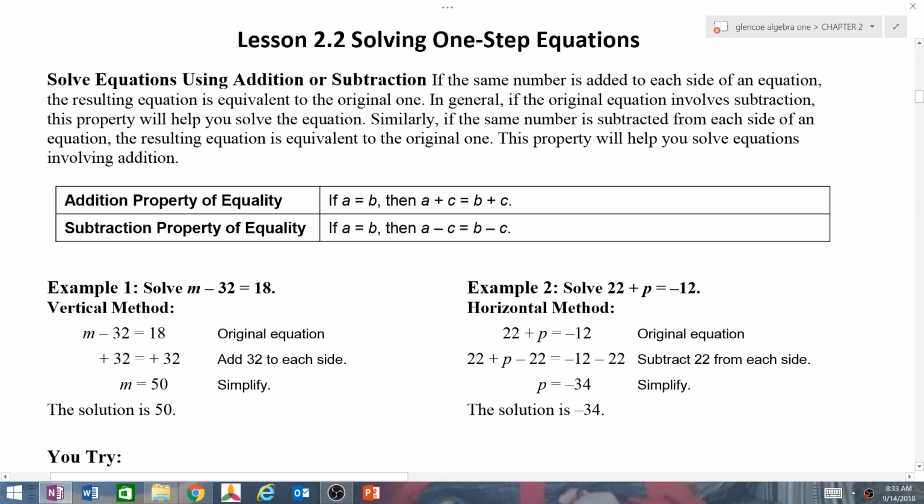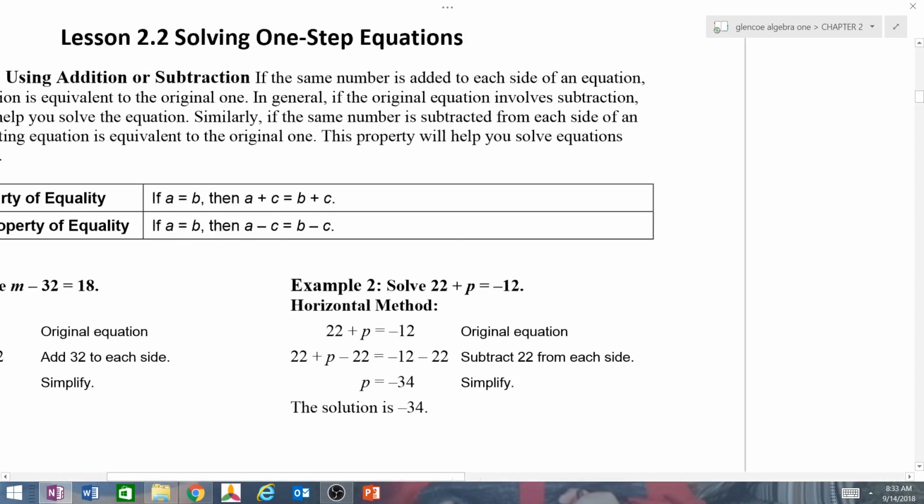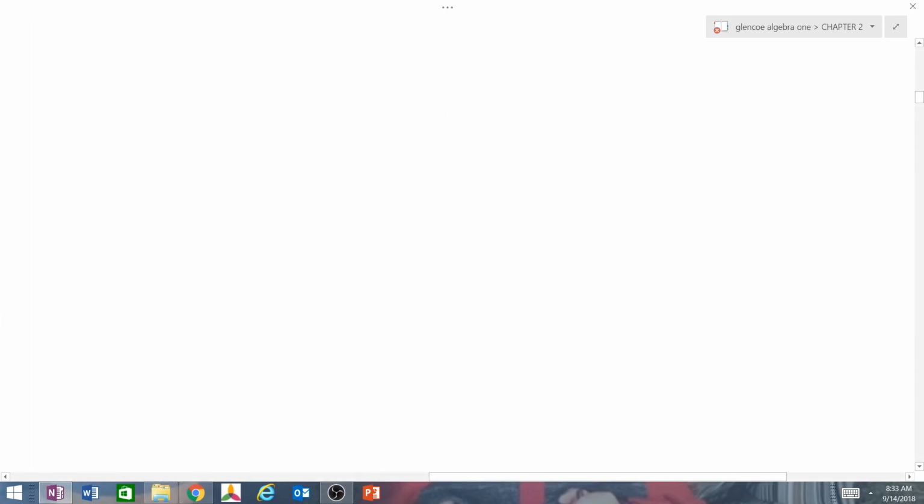So we're going to make your life really, really easy. We're going to deal with example number 1 first. Example number 1. And I'm going to work these for you so that you can see everything step by step. So here we go. Example number 1. Example number 1 says m minus 32 equals 18. So we want to solve for the variable m.